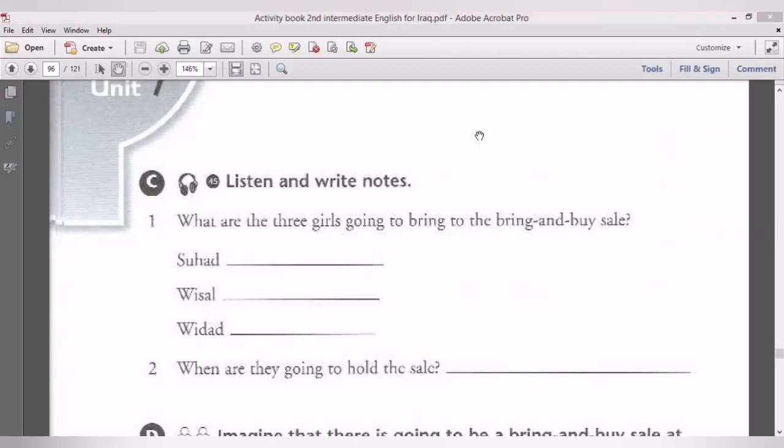Part 2. Hi, Sarah. I heard about the bring and buy sale. I think it's a great idea. Thank you, Wissal. I'd like to help. I've got lots of books. I'll bring the ones I've read. That's wonderful. People always buy books. When do you want them? Oh, just before the sale, please. When is it? On Monday at 4 o'clock. All right. I'll bring them at 3:45. Fine. Thanks very much.